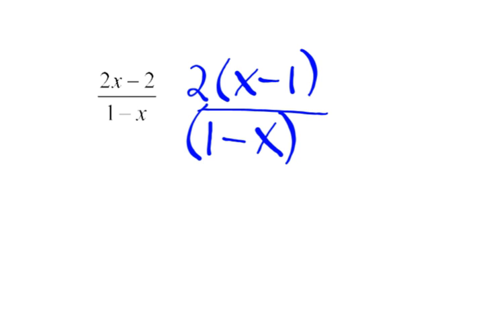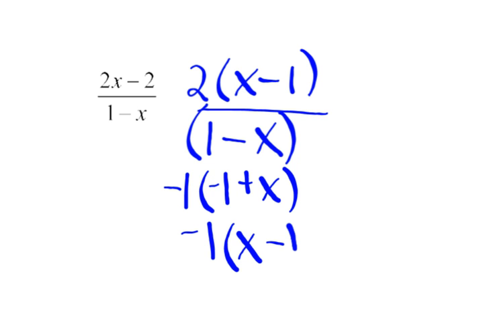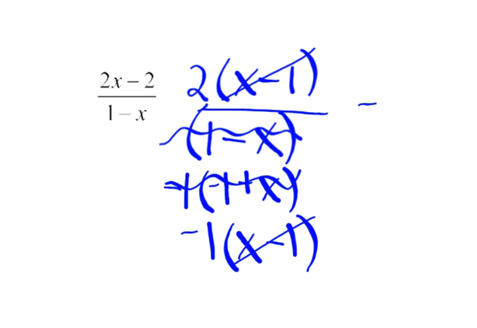On the bottom, I want to factor out a negative 1. And if we factor out a negative 1, our 1 becomes negative and our x becomes positive, which is the same as writing negative 1 times x minus 1. So what you see here is that x minus 1 and 1 minus x are opposites. Now we can cancel that x minus 1 and we get negative 2. Now that was a kind of quick example of that one, but we'll talk more about those opposites in class.